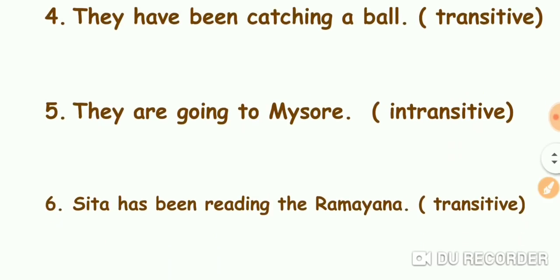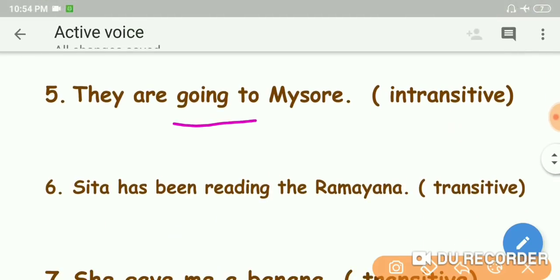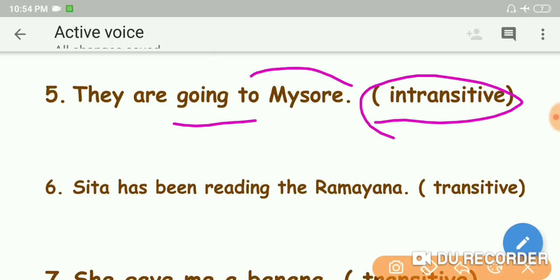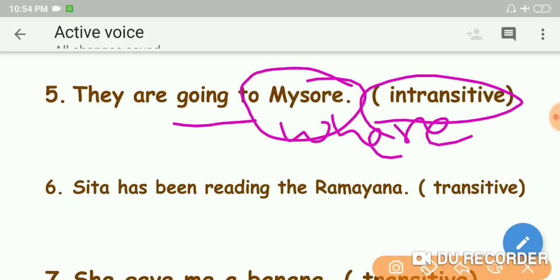So like this, they are going to Mysore. The verb go is always used as an intransitive verb because Mysore, if I frame a question for this, answers the question where. Where are they going?